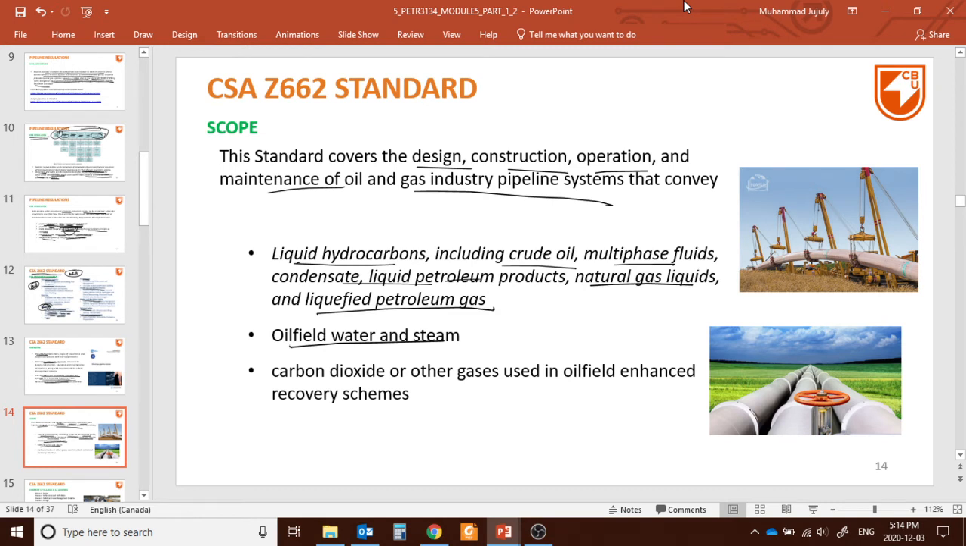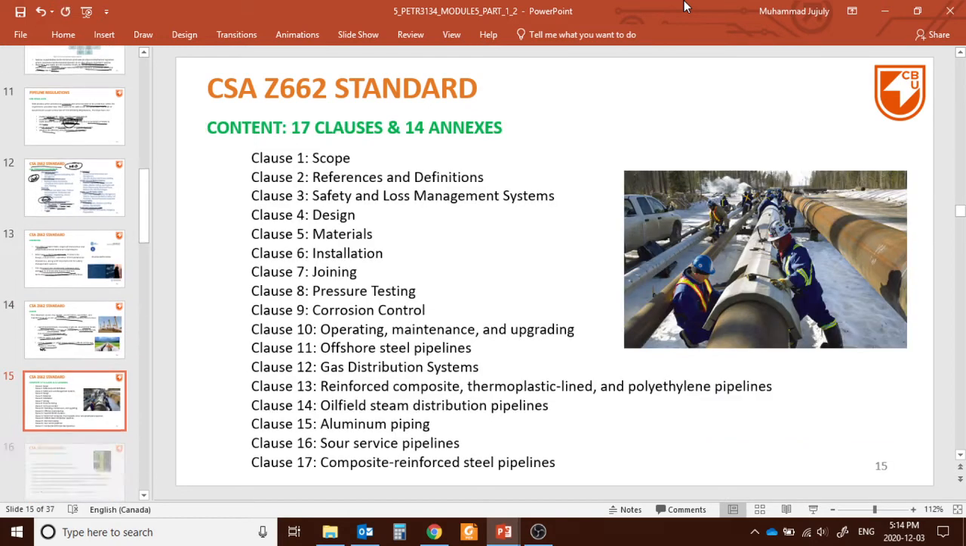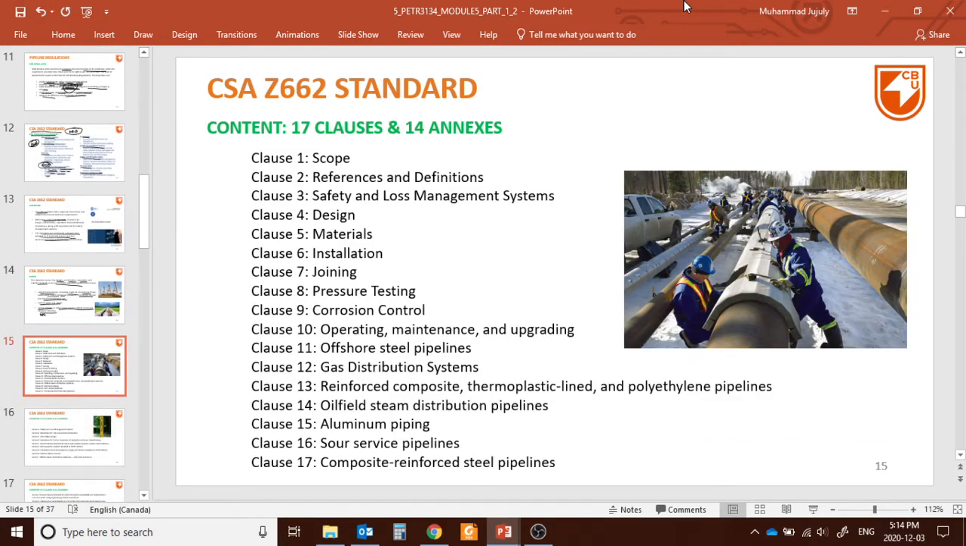It includes the oil field and water system, and it includes gases like natural gas, carbon dioxide, and other gases used in oil field to enhance recovery schemes. So this is very important. Now let's see what are the clauses and annex we have for CSA Z662.